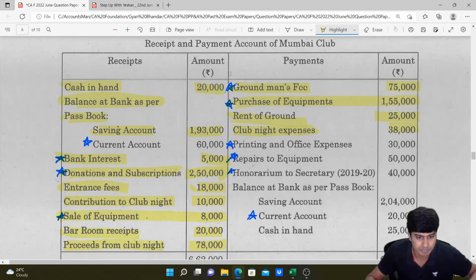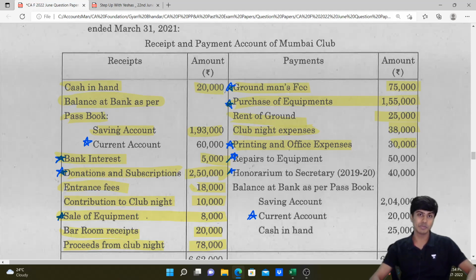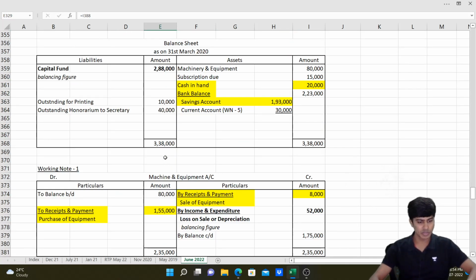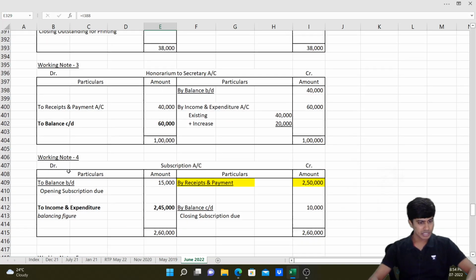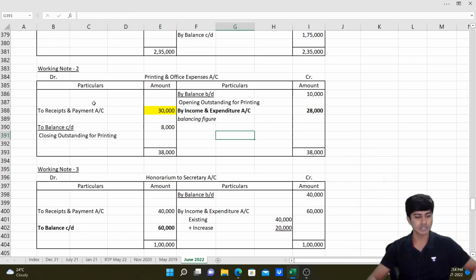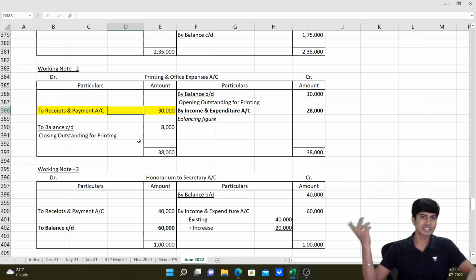Then we have printing and office expenses 30,000. So we have adjustment. I hope you remember. So I'll write this 30,000 there. So printing and office expenses is there, but this is an item with adjustment. So I'll do a separate adjustment. Have a look. Printing and office expenses. Here, how much is the expense? Sorry, how much is paid? 30,000. 30,000 paid doesn't mean 30,000 is our expense. There is some outstanding. There is some prepaid.